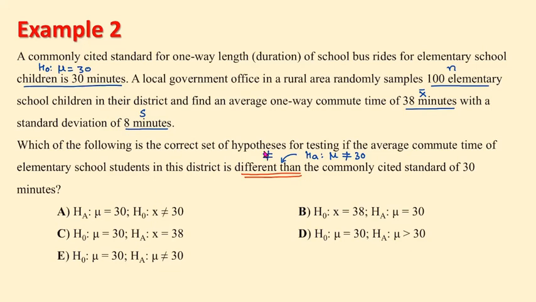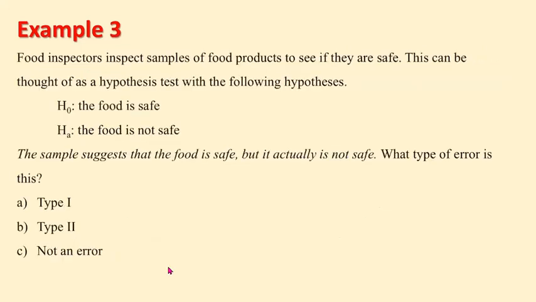So if you look at all these, we must have mu on both. So that means E is the correct option. You can see mu equal to 30 for the null hypothesis, and for the alternative hypothesis, mu not equal to 30. That means E is the correct option. E is the correct choice for the null and the alternative hypothesis. Okay, let's move on to example 3.